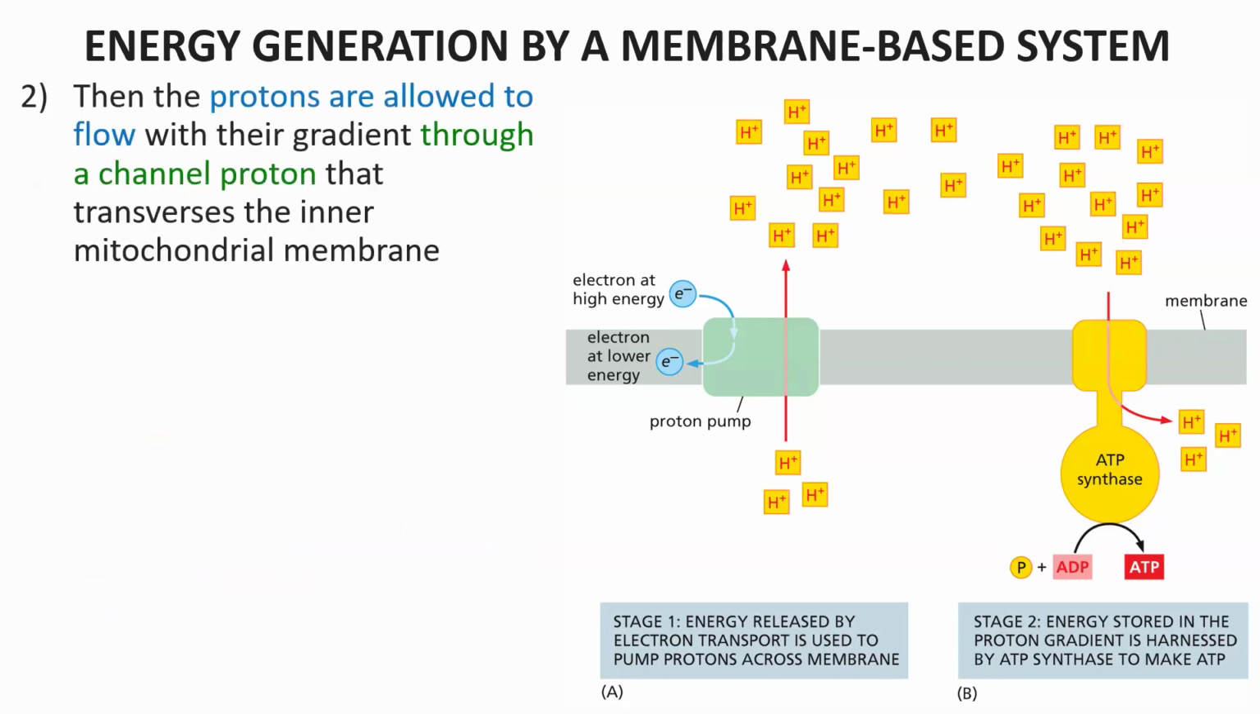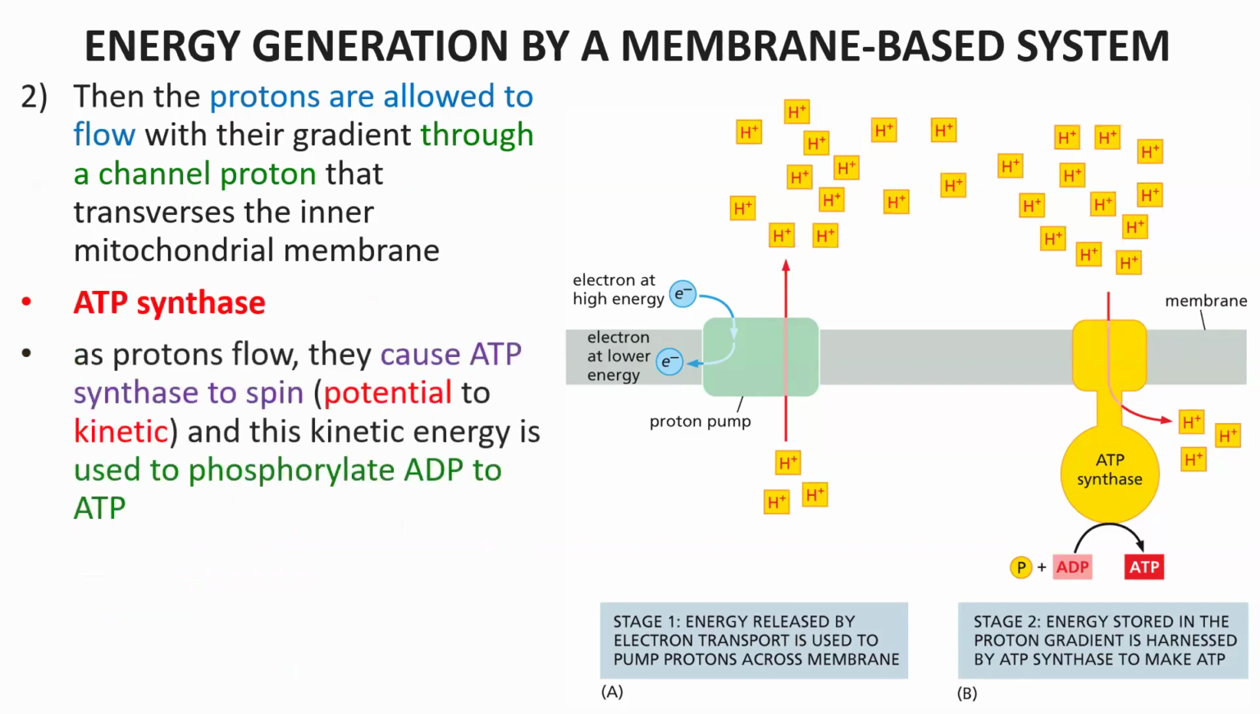That's potential energy. When those protons are allowed to flow, that potential energy becomes kinetic energy, and those protons will flow through a proton channel protein, a proton channel protein that's embedded within the mitochondrial membrane. And that channel is part of ATP synthase. As those protons flow, they will cause this ATP synthase channel to physically spin. There's your kinetic energy. And this kinetic energy of ATP synthase spinning is the energy that will be used to phosphorylate adenosine diphosphate to adenosine triphosphate.